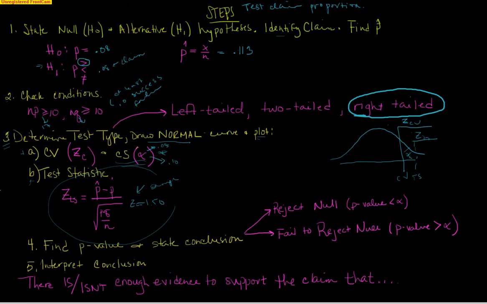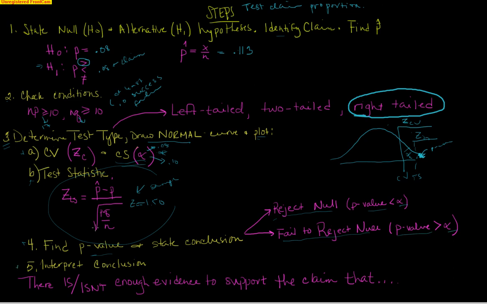Okay, after you've done that, then step 4, you find the p-value and you state your conclusion. The p-value was just simply finding the area to the right or the left, depending upon which tail you're in. In this case, it's to the right. You're finding that area to the right of your test statistic. That is your p-value. And based on that, you state your conclusion. Are you going to reject the null because your p-value is less than your critical space? Or are you going to fail to reject the null because your p-value is greater than your critical space?